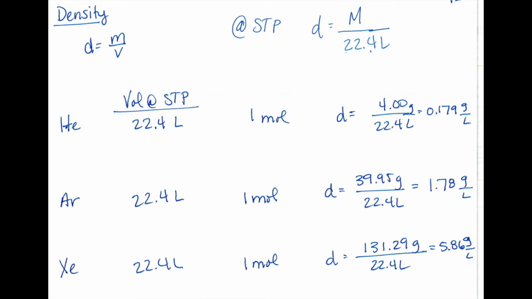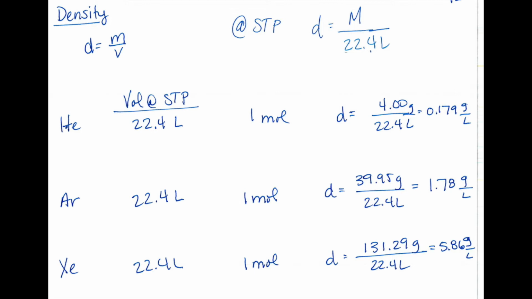So if we want to calculate the density of a gas at STP, we know that the volume of 1 mole of any gas is 22.4 liters at STP. We also know that we can calculate the molar mass of a gas. So at STP, in order to calculate the density for a gas, we need the molar mass divided by 22.4 liters. So if I look at a sample of helium at STP, and I have 1 mole, my density will be 4.00 grams divided by 22.4 liters, which is 0.179 grams per liter.